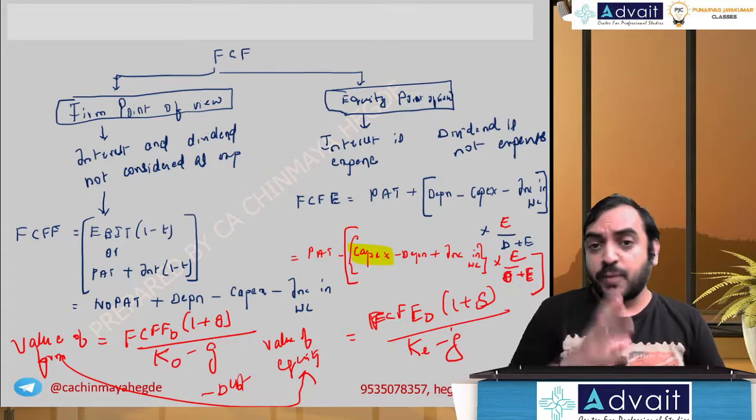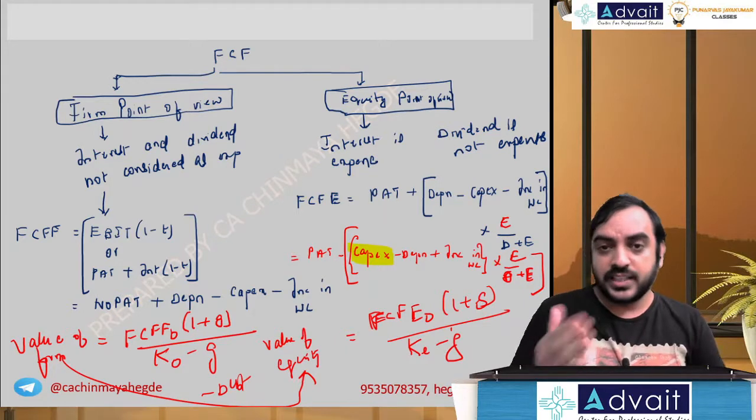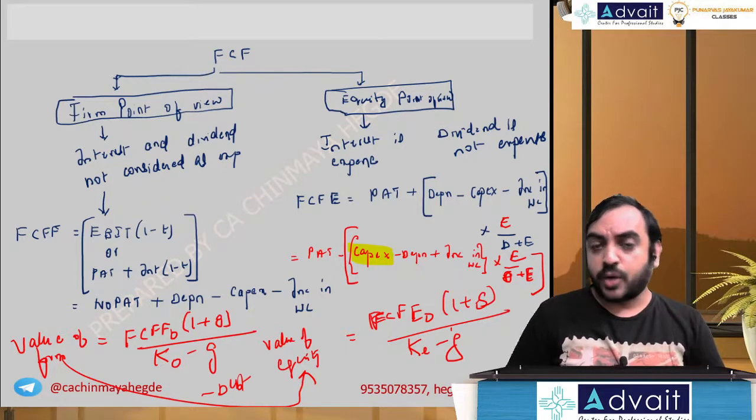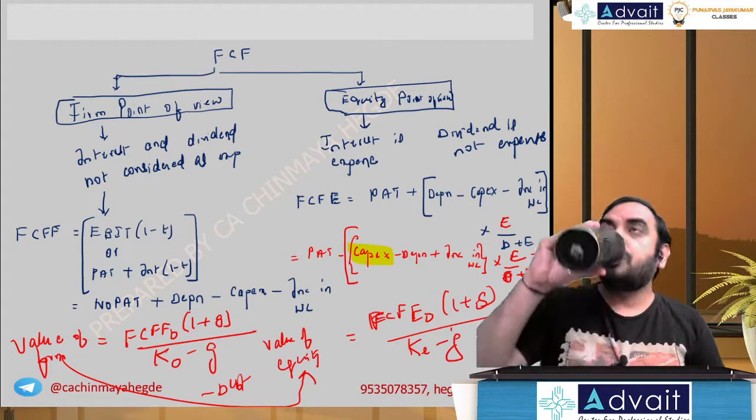Anyway, so this is the overview of cash flow from firm point of view, cash flow from equity point of view. I'll just give a tabular format also in case they give you income statements. I'll just give the quick format for that as well. You write down this part. Let me know if you have any doubt.